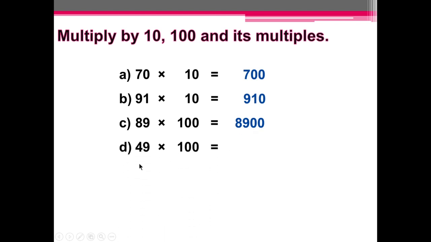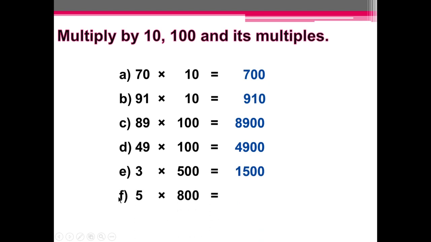Next one, 49 multiplied by 100. Very simple one, right? Yes, 4900. You can see 0 at 1 and at 10th place. Next one, 3 multiplied by 500. Come on, tell me. Yes, 1500. Very good. Next one, 5 multiplied by 800 is equal to, what will be the answer? Very good, 4000.